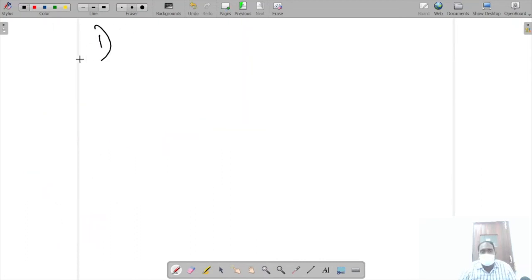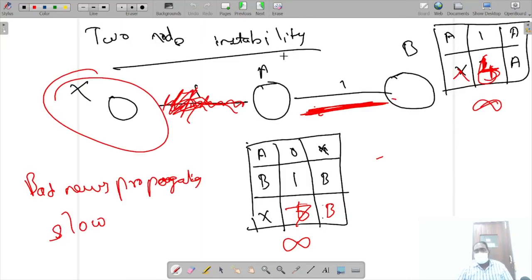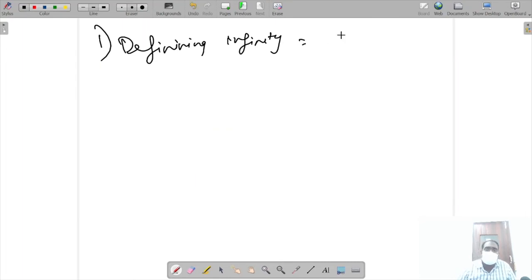The first solution is defining infinity. In the previous case, this was very slow because it took an infinite amount of hops till we knew that we cannot reach X at all, right? What if we say infinity is equal to some number? Let's say infinity is equal to 16. If there are more than 16 hops, then we say that the destination is not reachable. So this is much faster. So we can define infinity.